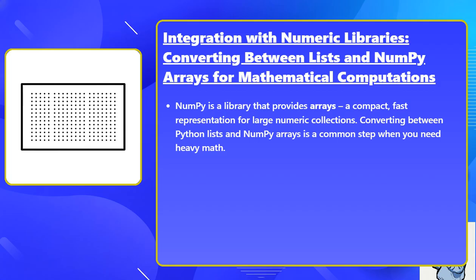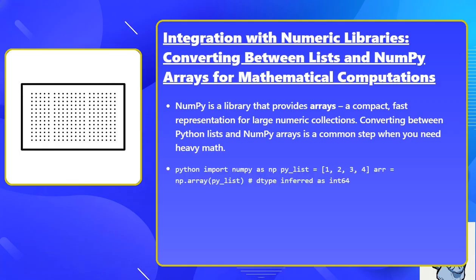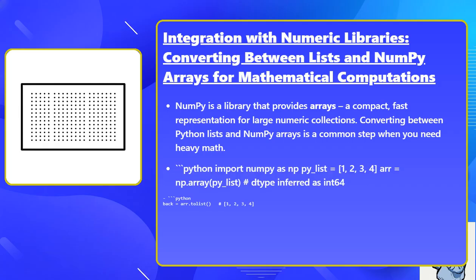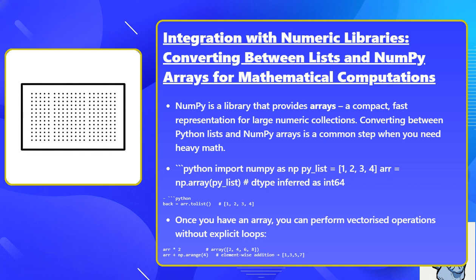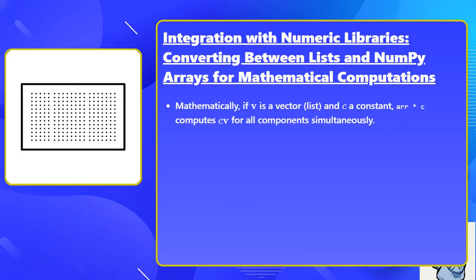Converting between Python lists and NumPy arrays is a common step when you need heavy math. import numpy as np, pylist = [1, 2, 3, 4], r = np.array(pylist), comment: dtype inferred as int64. back = r.tolist(), comment: [1, 2, 3, 4]. Once you have an array, you can perform vectorized operations without explicit loops. r * 2 gives array of 2, 4, 6, 8. r + numpy.arange(4) gives element-wise addition resulting in 1, 3, 5, 7. Mathematically, if v is a vector list, and c a constant, r * c computes c times v for all components simultaneously.